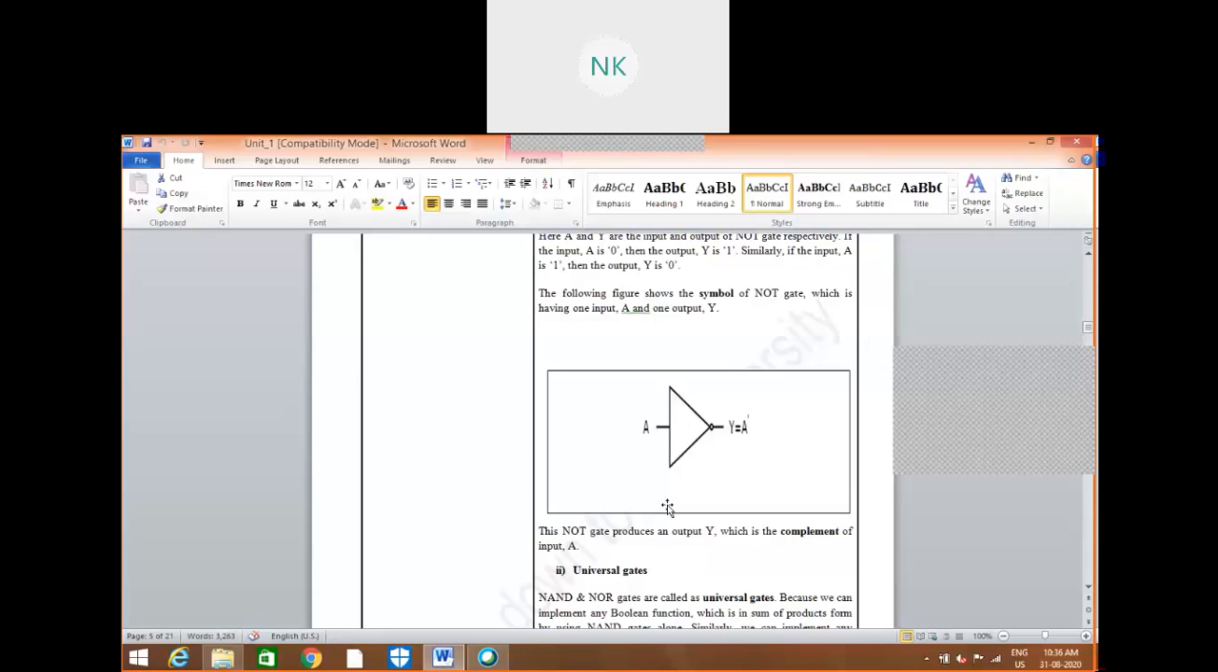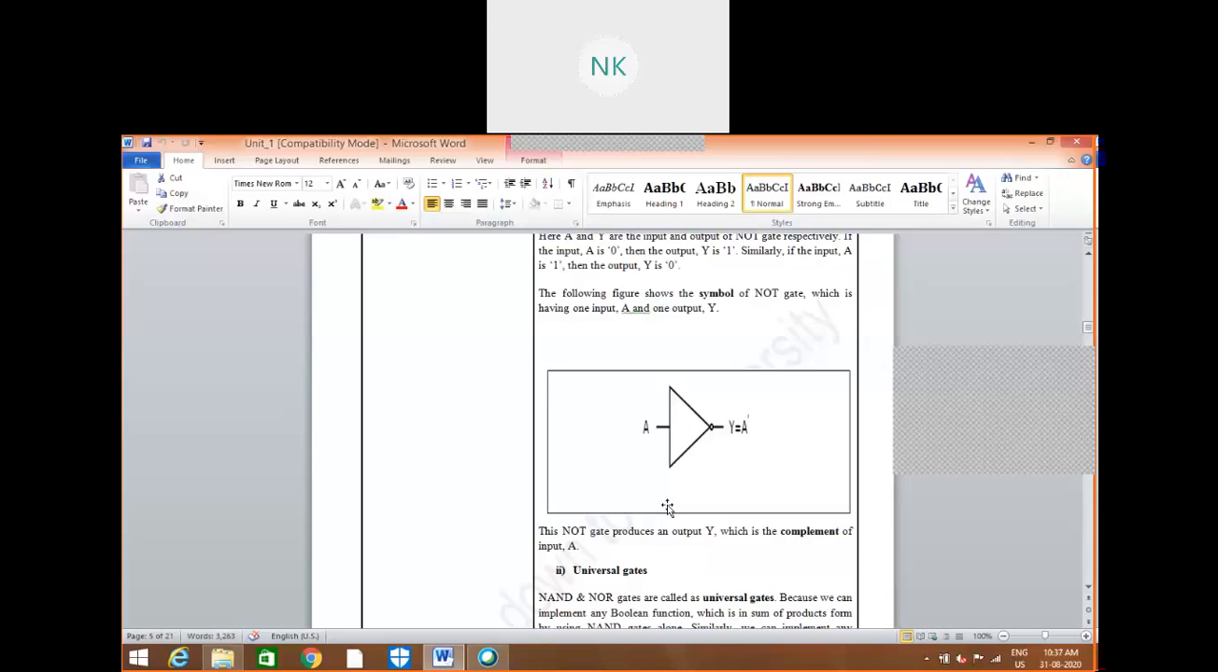Okay, it is not showing here. Why is it not showing on the screen? Okay, now it is showing.